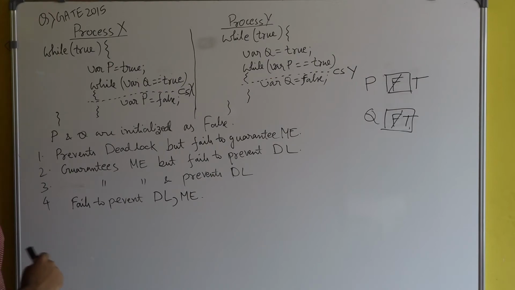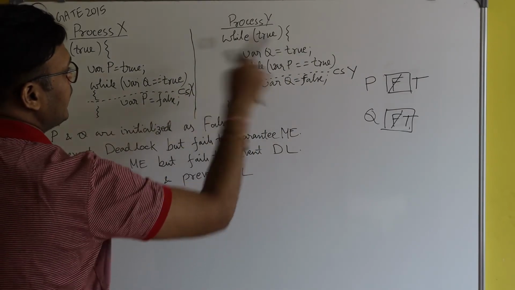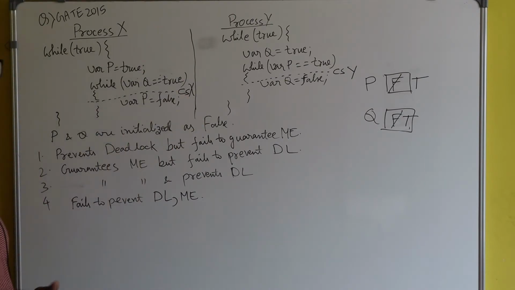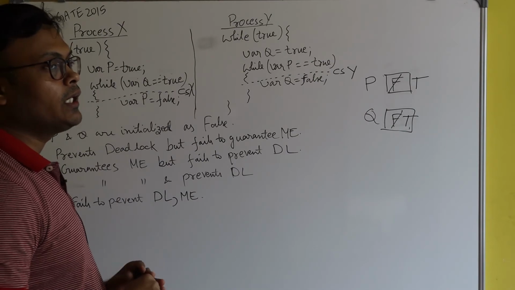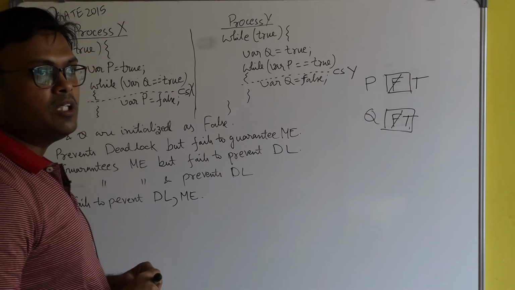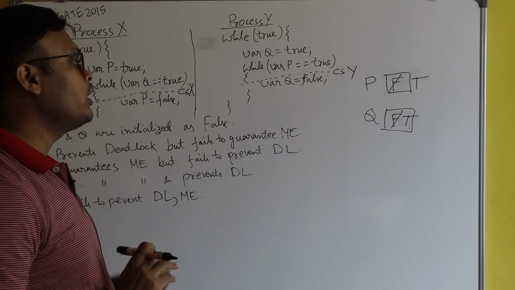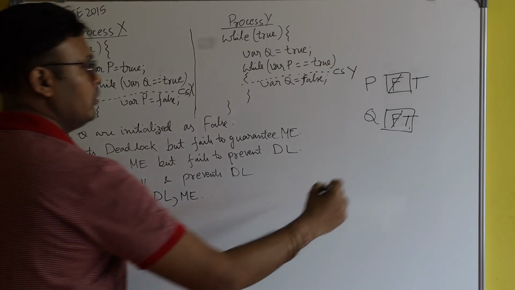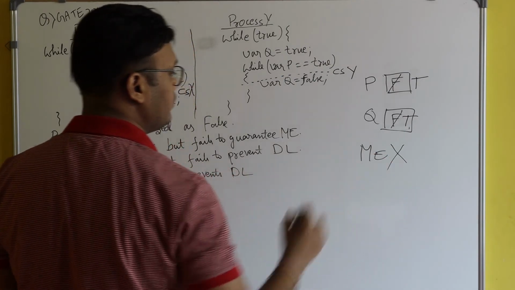Now at the same time both processes X and Y are inside the critical section. Since both processes are inside the critical section, it is a violation of mutual exclusion. There is no mutual exclusion at all.